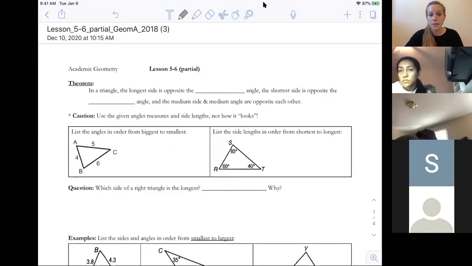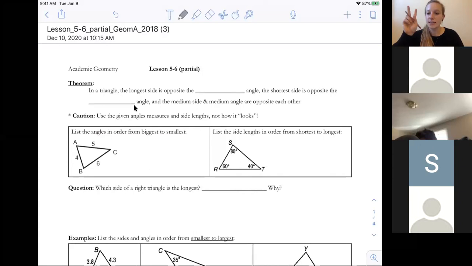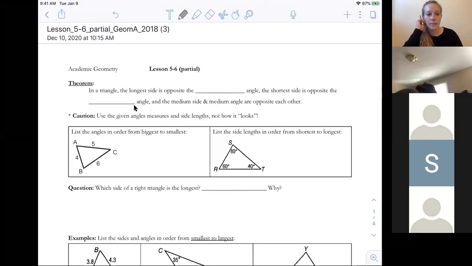Anyone can watch it if they need to. So again, I'm recording. We're on 5.6. This is the second day of 5.6. Again, you should have this either downloaded in Notability or printed off. However you want to study best is fine with me.